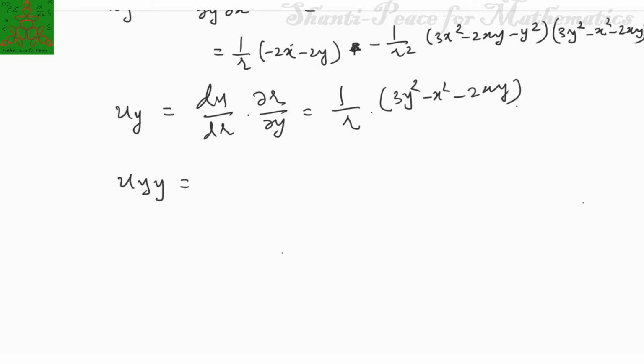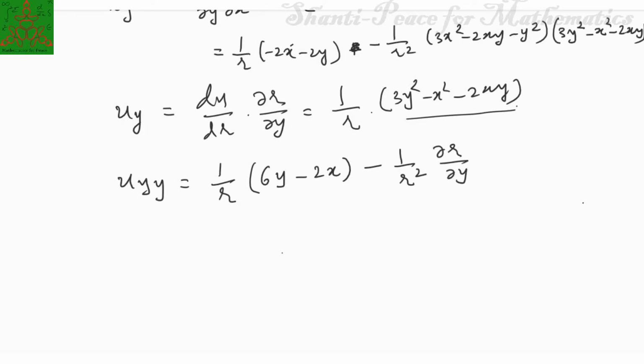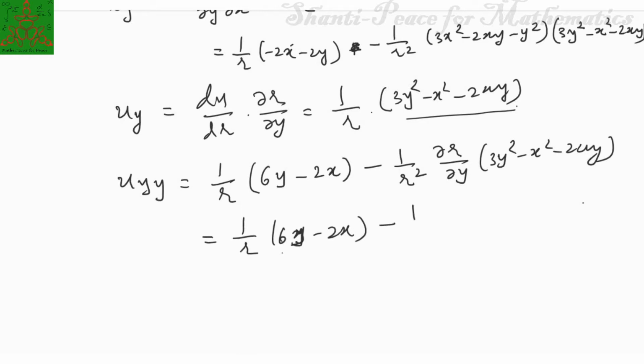And uyy, again by applying the product rule, is 1 upon r as it is, times the derivative of this with respect to y, which gives you 6y minus 2x, minus 1 upon r square, because the derivative of r is minus 1 upon r square, del r by del y, and this quantity is as it is. Now del r by del y is the same quantity, so it is 1 upon r times 6y minus 2x minus 1 upon r square times 3y square minus x square minus 2xy whole square.